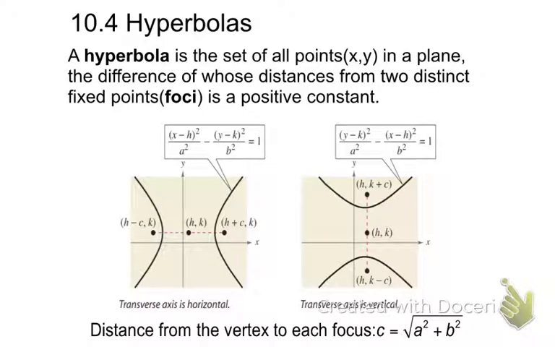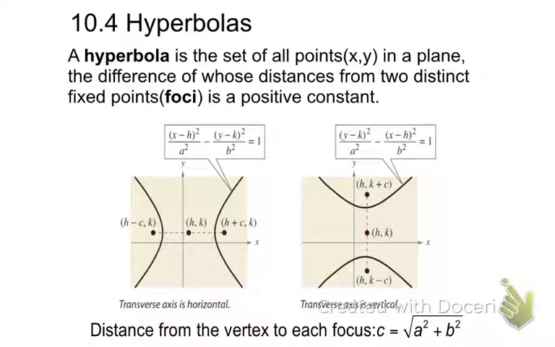Section 10.4 on hyperbolas. A hyperbola is the set of all points x, y in a plane where the difference of whose distances from two distinct points, or foci, is a positive constant. If you're looking at these equations, the standard equation of a hyperbola looks very similar to the equation of an ellipse or a circle.